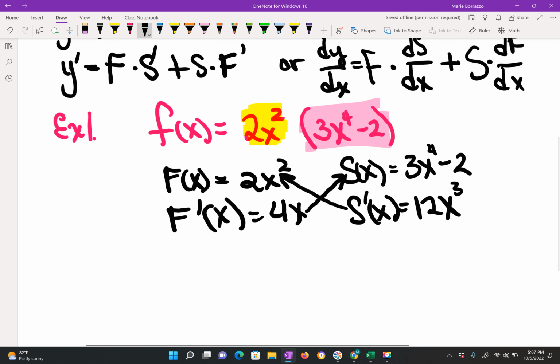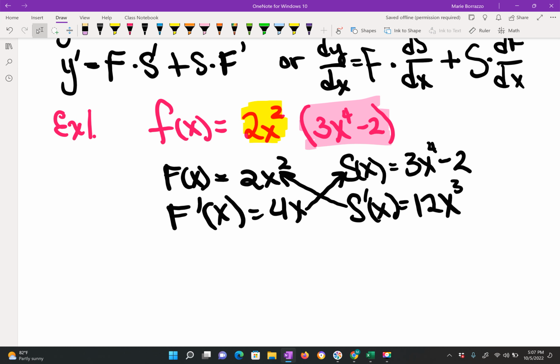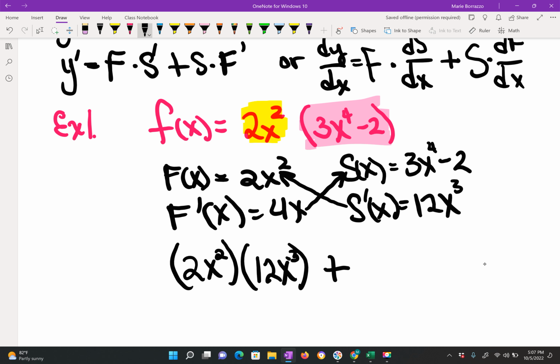So if I write this out correctly, this is simply going to be 2x squared times the derivative 12x cubed of the s function, plus the original s function, which is 3x to the fourth power minus 2, times the first derivative of the first function, 4x.